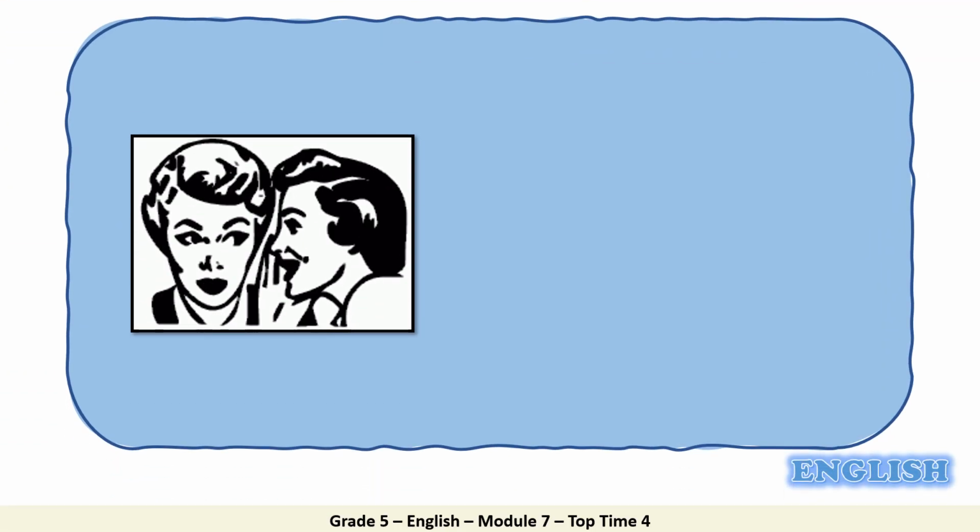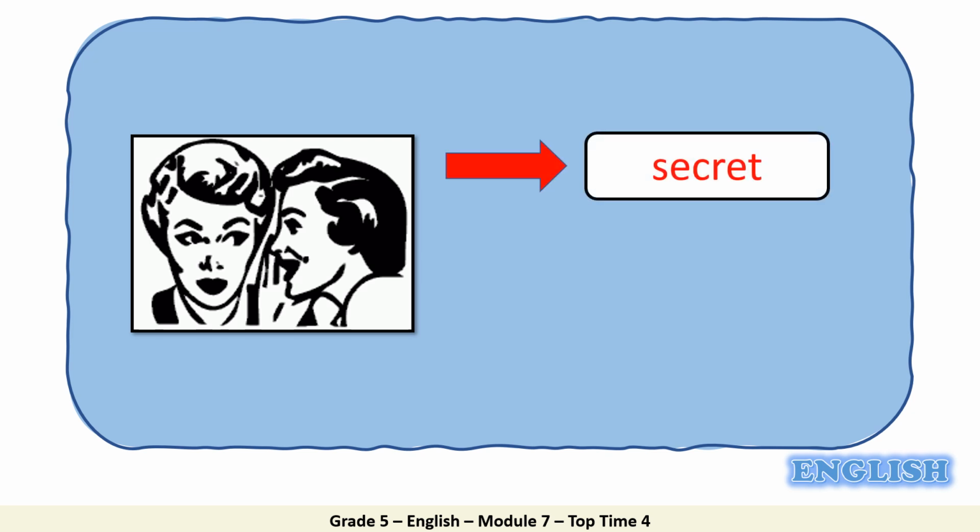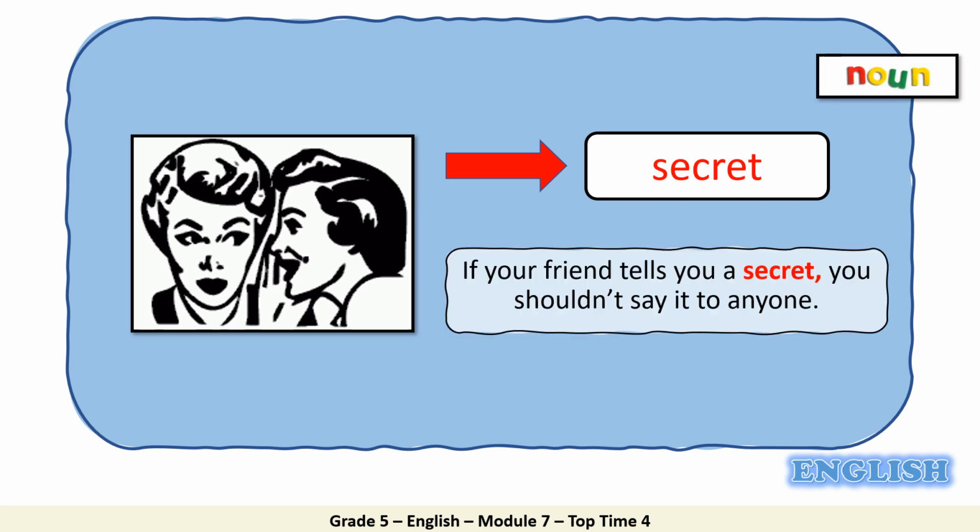If you take a look at this picture, you will see 2 girls. One of them is whispering something in her friend's ear. She is telling her something that she doesn't want anybody else to know. She is telling her a secret. The word secret is a noun. For example, if your friend tells you a secret, you shouldn't say it to anyone.